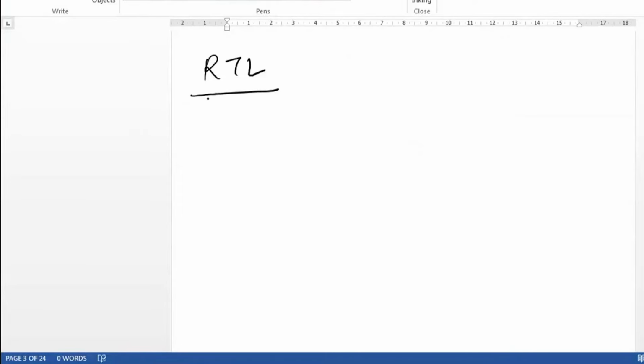What is Register Transfer Language? It is a symbolic notation. Symbolic notation for what? Whenever you are carrying out so many micro operations among the registers, the symbolic notation that you use for describing these micro operation transfers among the registers is known as RTL.